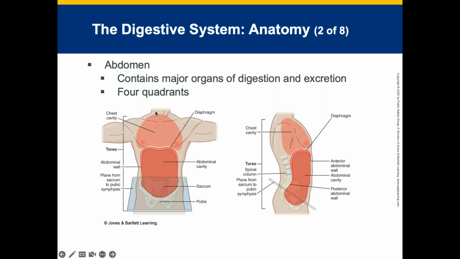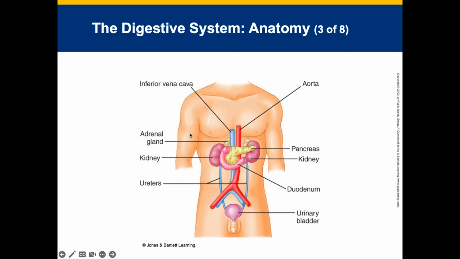This contains major organs of digestion and excretion divided into four quadrants. We have the right and left upper, right and left lower quadrant. The urinary bladder lies just behind the pubic symphysis in the middle of the abdomen, therefore lies in both lower quadrants and in the pelvis.